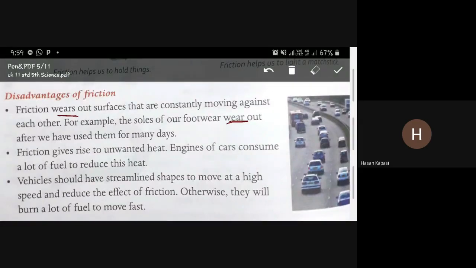Second point. Friction gives rise to unwanted heat. Engines of cars consume a lot of fuel to reduce this heat.